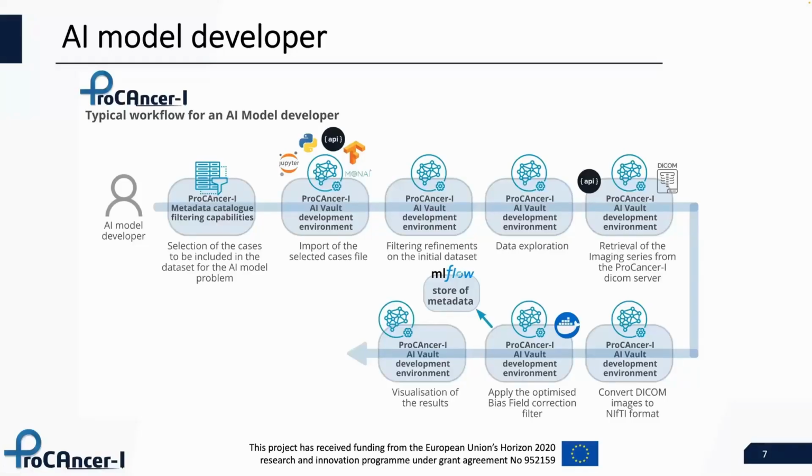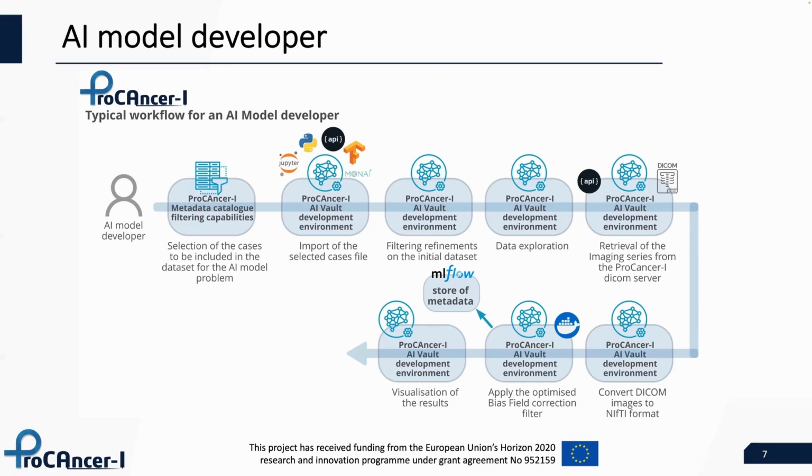ProstateNet is not just a medical imaging repository, but also provides the tools and the infrastructure for a machine learning and AI expert to perform data analysis, exploration, and AI model development. In a typical workflow for the development of an AI model that we present here, a data scientist prepares a dataset by exploiting the filtering capabilities of the ProstateNet metadata catalog and exports the list of the identified imaging series. The selected cases are then uploaded to the AI Vault, which is the development environment of the platform for building and training machine learning models, and then deploying them in production.